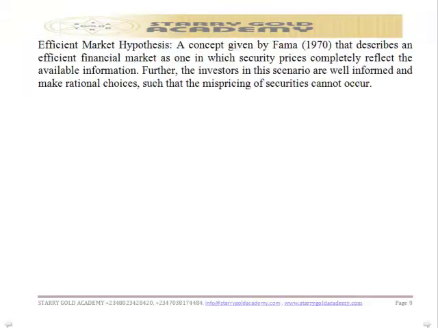Another one is efficient market hypothesis. According to Fama, an efficient financial market hypothesis is one in which security prices completely reflect the available information. Further, the investors in this scenario are well informed and make rational choices, such that the mispricing of securities cannot occur. It is one of the biases as well.